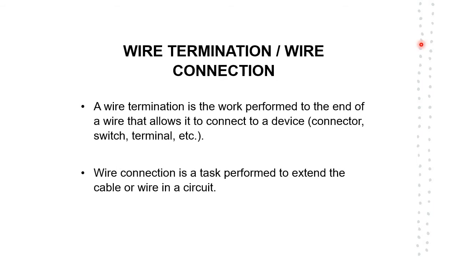Now for wire termination and the connection of wire. Wire termination is the work performed to the end of a wire that allows it to connect to a device. Wire connection is a task performed to extend the cable or wire in a circuit.